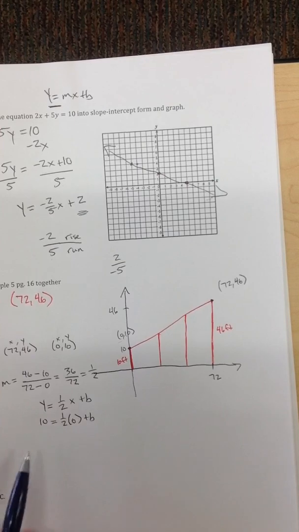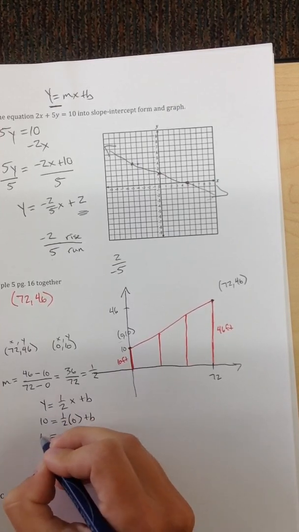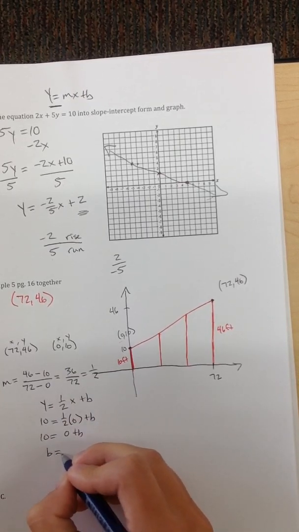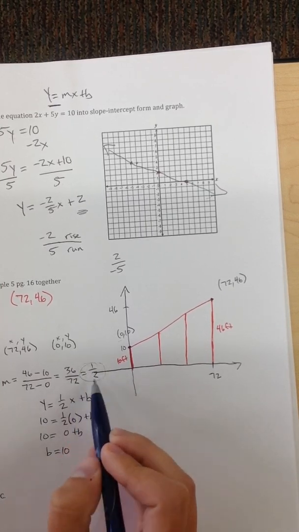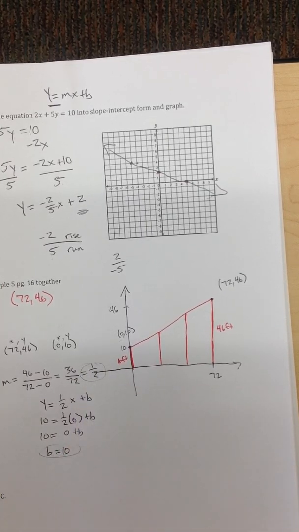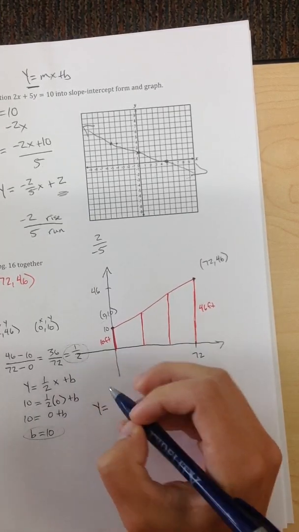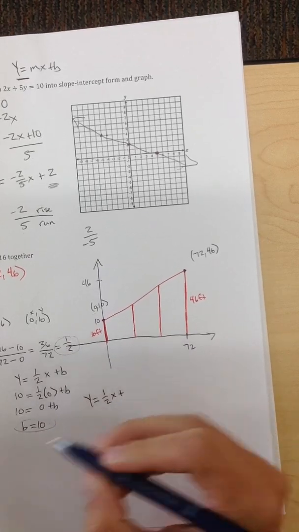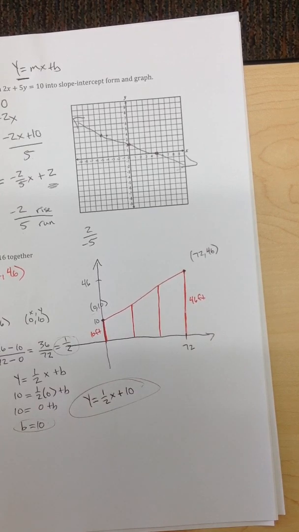Well, this one's nice because if I take a half times 0, that's just 0 plus b is equal to 10, and 0 plus anything is just itself. So our b would be equal to 10. So that information right there, the m being 1/2, the b being 10, would give us our equation. y equals our slope, 1/2 x, plus our y-intercept, the b, is 10. That would be our equation.